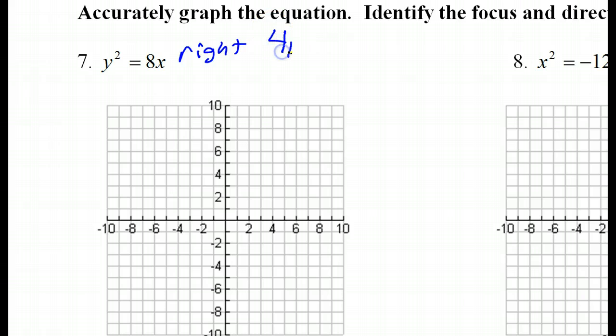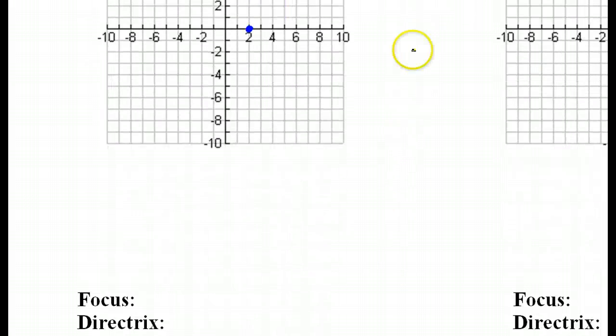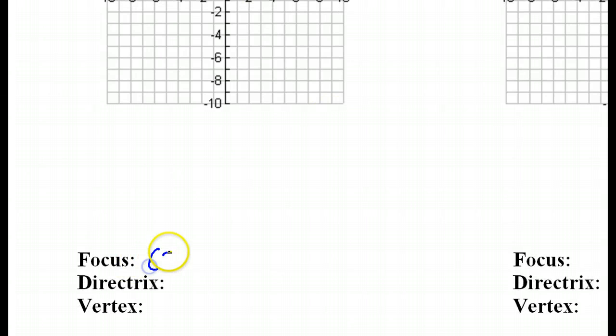So I know that 4p is going to equal this 8, the thing in front of the x. That means p is equal to 2, when I divide. Now I already knew it was going to go to the right, so there's my focus. Are they having us list that stuff this time? So I already know my focus is (2, 0).